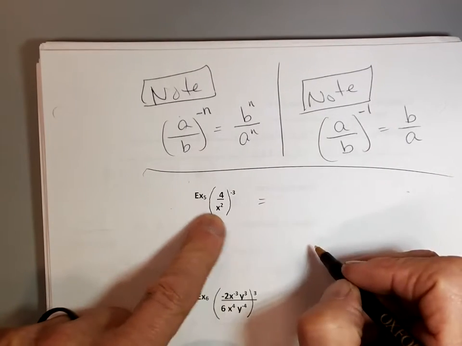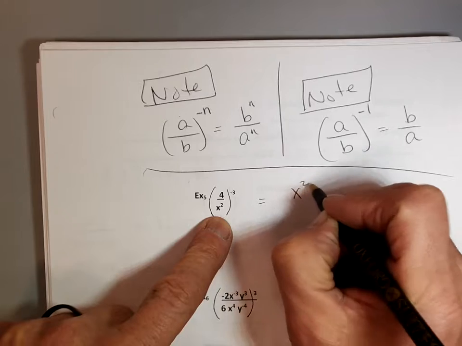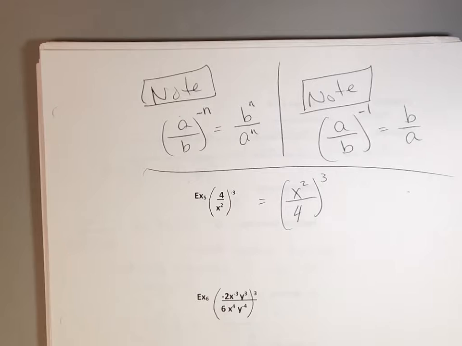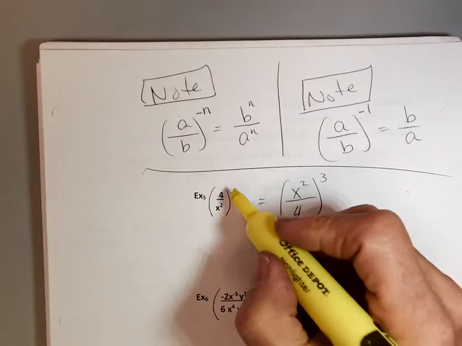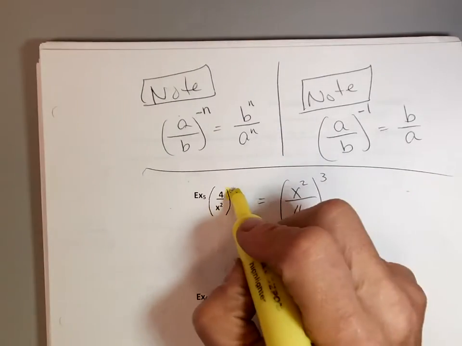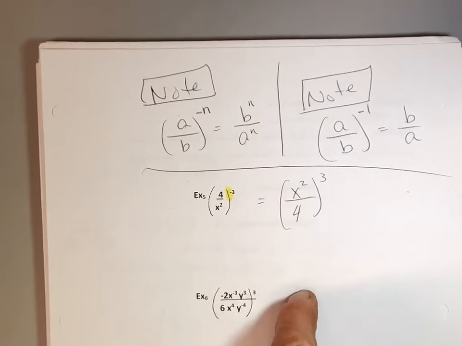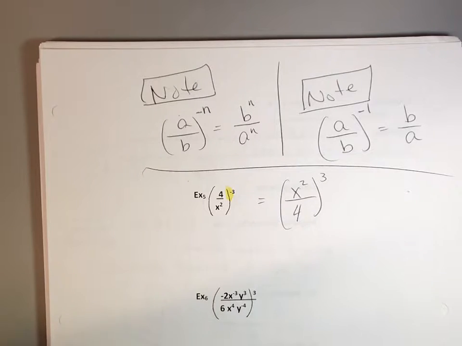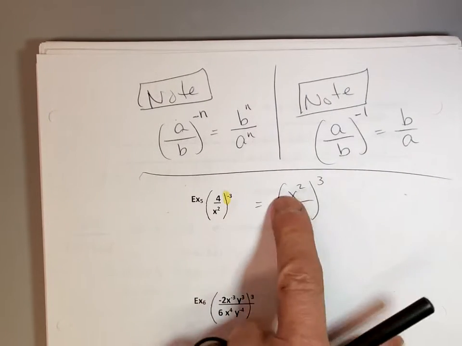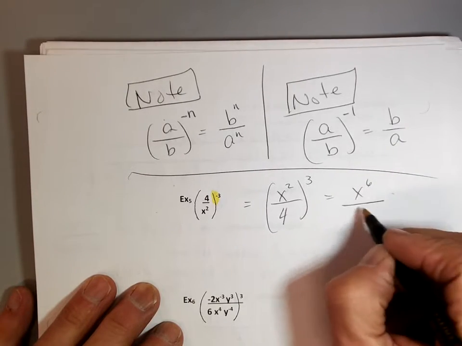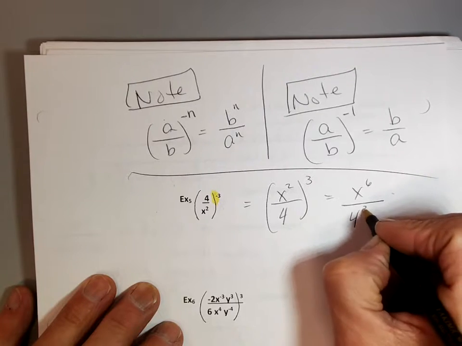Well, I'm going to rewrite this as x squared over 4 to the third power. Apply the negative. I'll get a highlighter here so you guys can see what I did. I only did one thing. Took care of the negative exponent. So if it's a negative exponent, it brought that one up and that one down. You okay with that little trick? All right, and then they're both going to be cubed, so this becomes x to the 6th over 4 to the third.